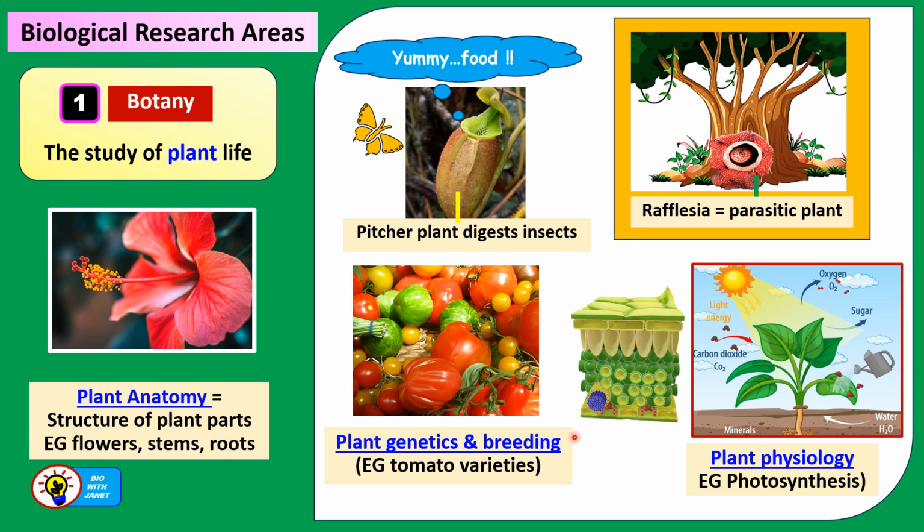So it grows at the roots of the woody trees and it absorbs the nutrients from the trees. So in botany also, plant genetics and breeding is studied. For example, studying about the different tomato varieties here and how to breed them, okay? And then the study of also the variation in crops and also how to improve the production and the quality of the crops through plant genetics.